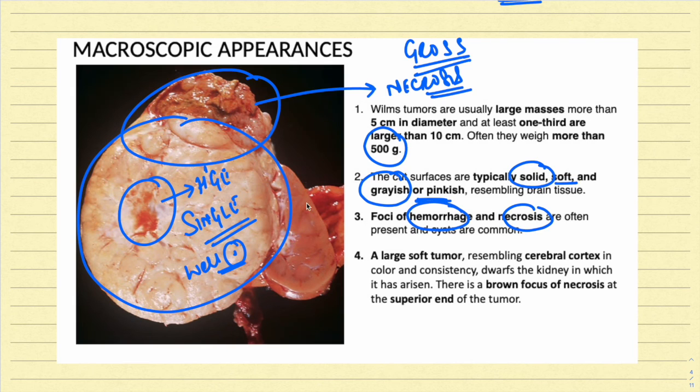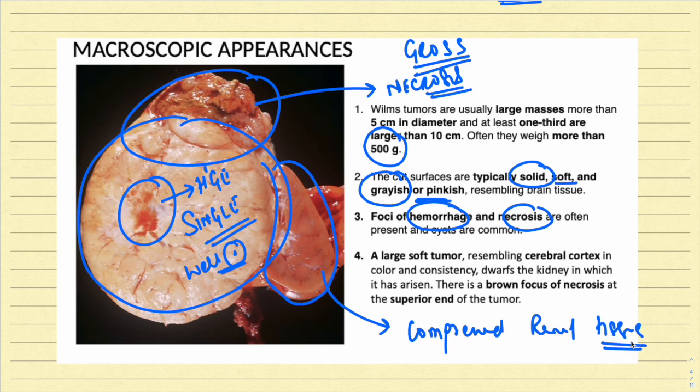And as you already see over here, the viable renal tissue, or the kidney, has been compressed. So this is your compressed renal tissue over here, as we can appreciate in this diagram.